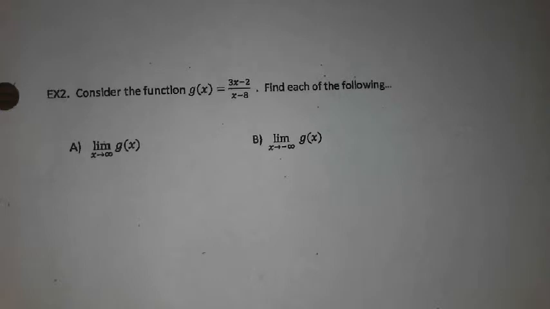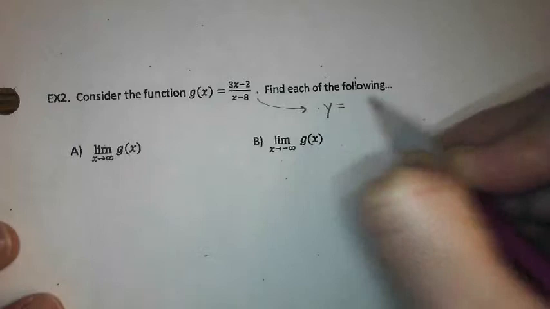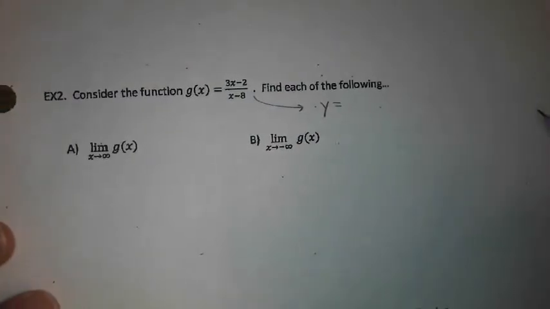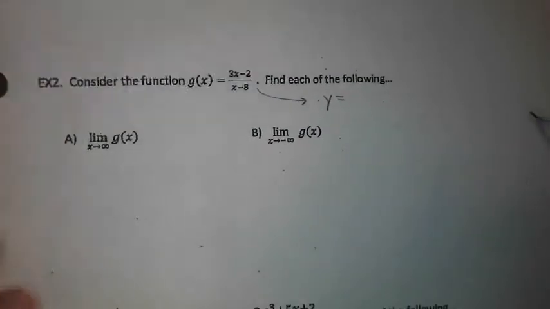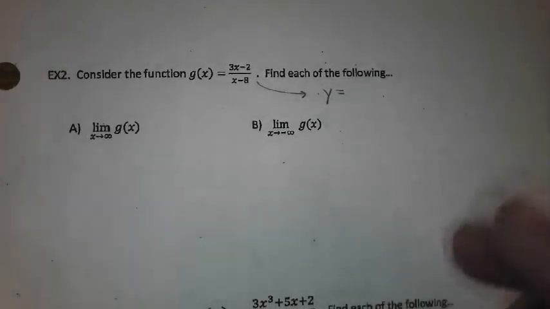Another rational function, degree rule, same over same. So the horizontal asymptote is where, John? How'd you get 8? Look back up at the top of your paper. What's the same over same rule?